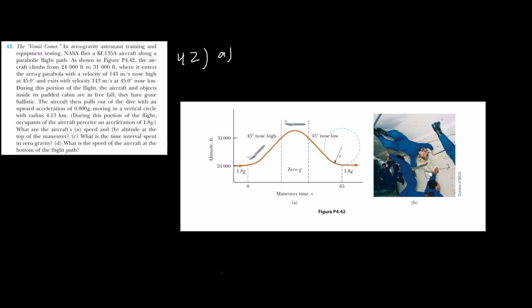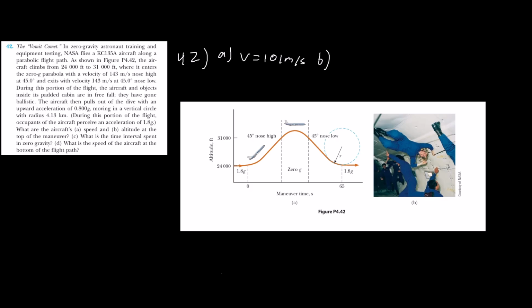All right, so it's asking for the speed at this maneuver right here, right at 31,000 feet. So the speed of the aircraft is really just going to be 143 meters per second times the cosine of 45 degrees, which is going to be 101 meters per second. All right, so that's for part A. For part B, what is the altitude at the top of the maneuver?